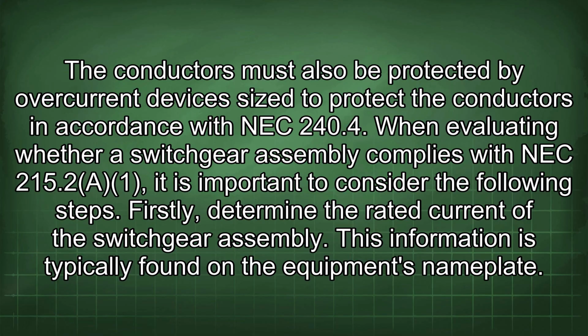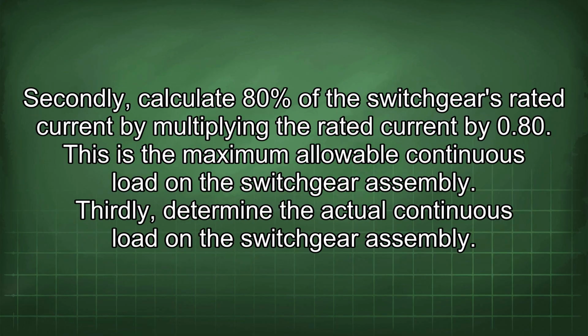When evaluating whether a switchgear assembly complies with NEC 215.2(A), it is important to consider the following steps. Firstly, determine the rated current of the switchgear assembly. This information is typically found on the equipment's nameplate. Secondly, calculate 80% of the switchgear's rated current by multiplying the rated current by 0.80. This is the maximum allowable continuous load in the switchgear assembly.